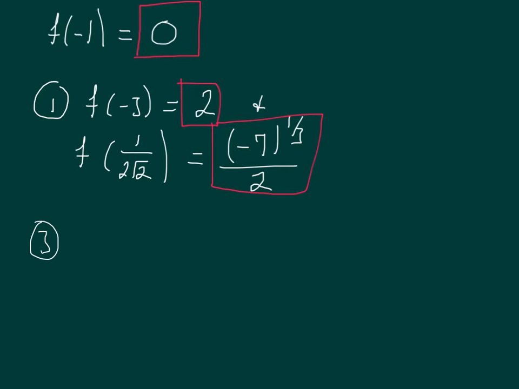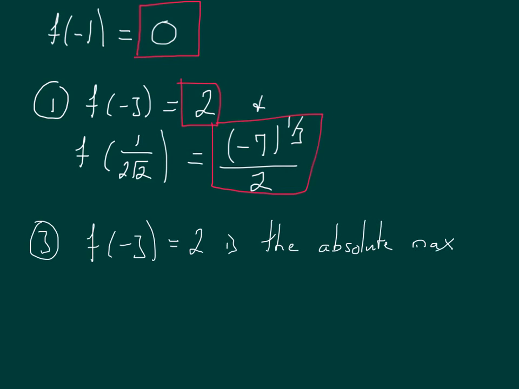So let's write that down. f of minus 3, which is equal to 2, is the absolute maximum value of f on our interval minus 3, 1 over 2 root 2.